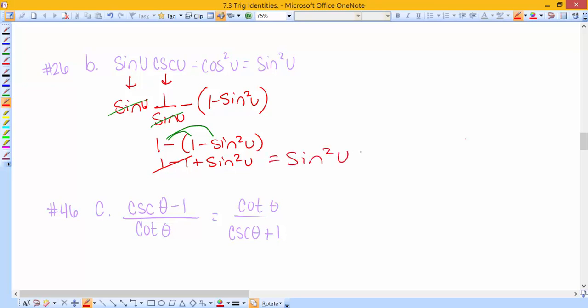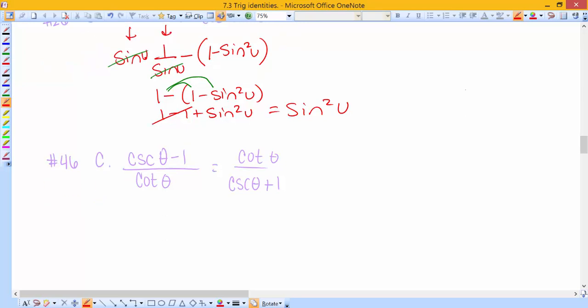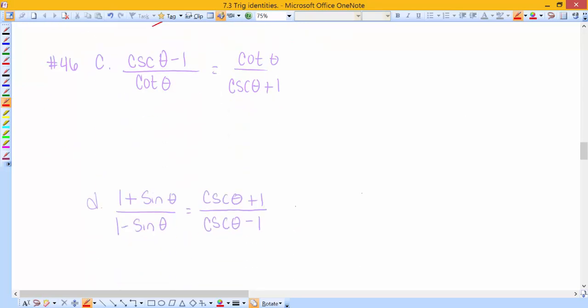So you have a couple different ways that you guys can approach this. There isn't just one right method sometimes. Sometimes it's just going to depend on how you see this. You need to find the best way that works for you. All right, let's move on to C.